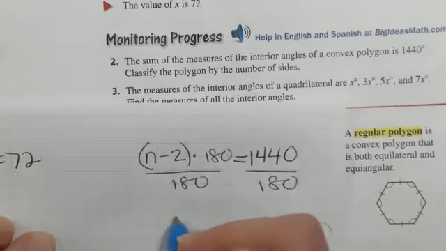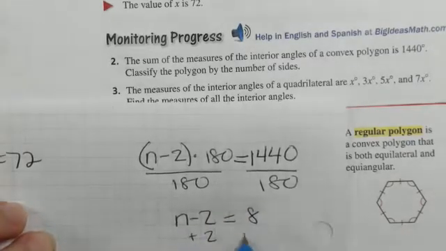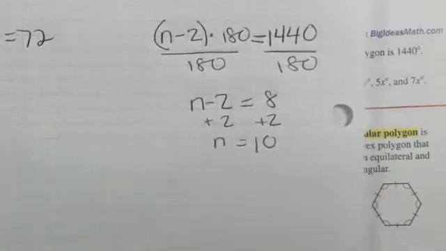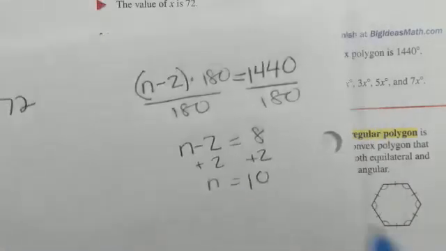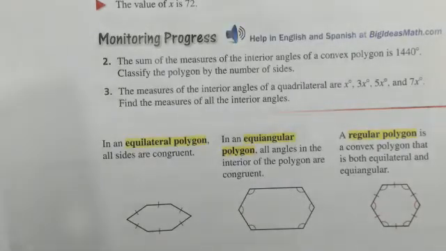Okay, so we have n minus 2 equals 8. Add 2 to both sides. We have n equals 10. So we have a polygon that has 10 sides, a decagon.